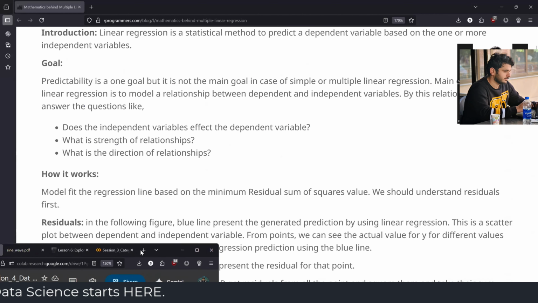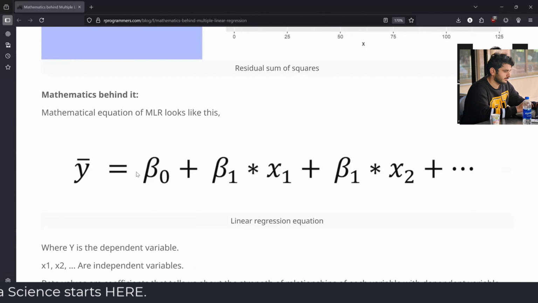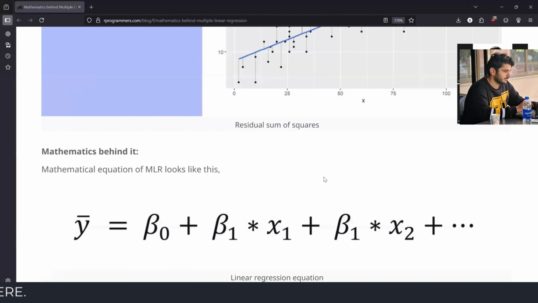Now, let's talk about the actual equation of linear regression. That's how the linear regression equation looks. Here we have y dash, which basically means the prediction generated by linear regression: beta naught plus beta 1 multiplied by x1 plus beta 2 multiplied by x2. Now, this should be beta 2, not beta 1.